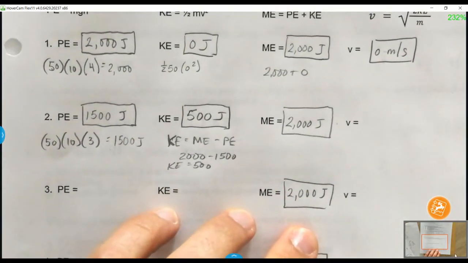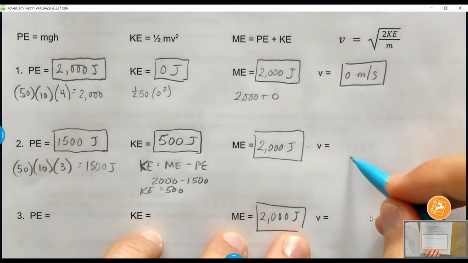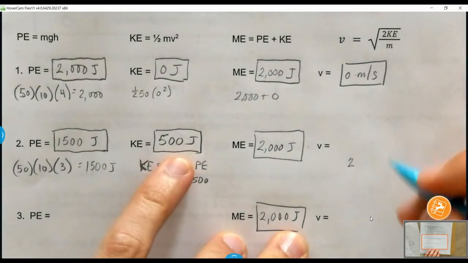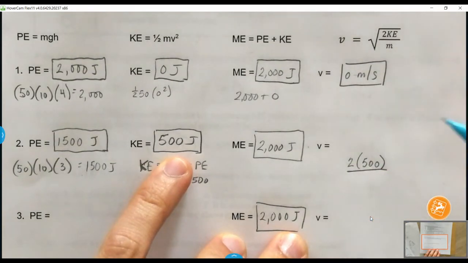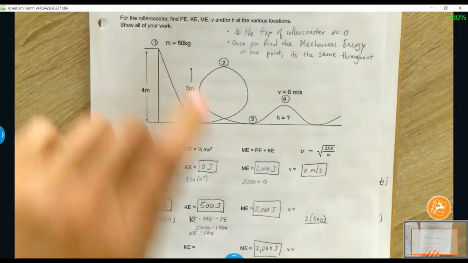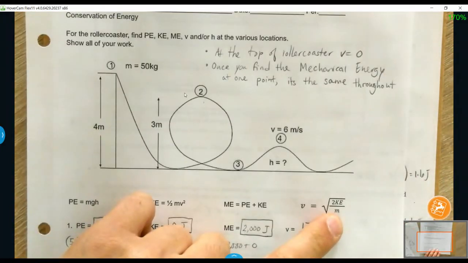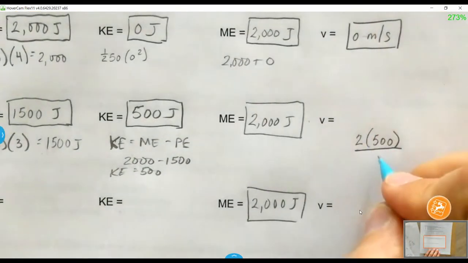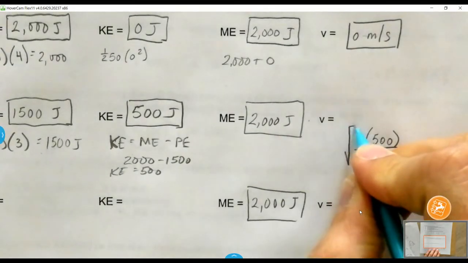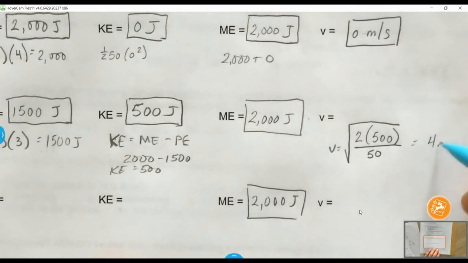Okay, so now we can actually do the velocity here. All right, the equation up top, 2 times the kinetic energy. Our kinetic energy for point 2 we just found is 500. So you would do 2 times 500 divided by the mass. The mass at the top of the problem was 50 kilograms, so that doesn't change. So m is 50 here in the equation. And then you square root that to find velocity. This comes out to be 4.47 meters per second.